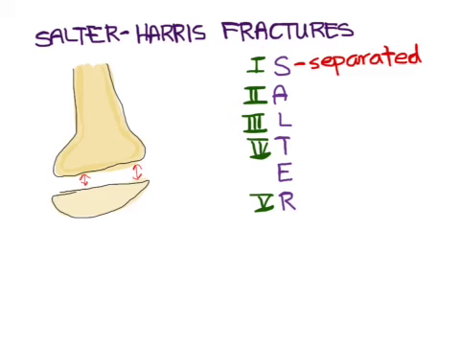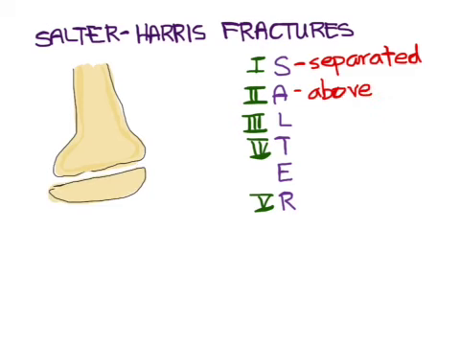Now at type 2, the A is going to stand for above, so the fracture is going to be above the growth plate. And so then it would look like this. So type 3 then stands for lower. And as you can probably tell, that would mean that the fracture is going to be through the epiphysis. This is usually going to be a joint side here, so this is probably also going to be an intra-articular fracture.